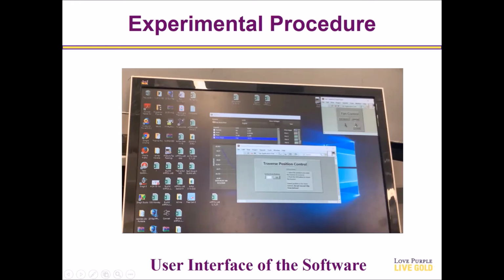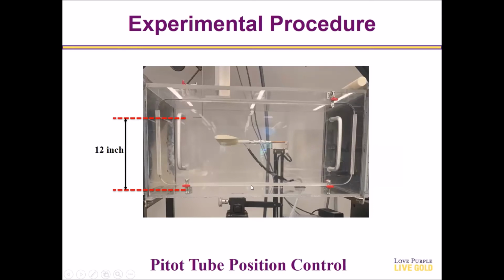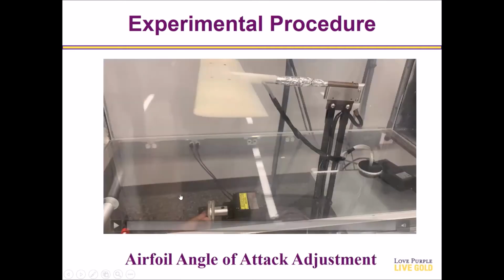So like we said earlier, it is recommended to position the pitot tube 12 inch above the bottom surface. So we can control it from here. And from this, we can see the pitch angle, which will be changed whenever we adjust the knob. So next we have the pitot tube position control. Like we said earlier, before starting the experiment, we need to position the pitot tube 12 inch above the bottom. Next, we will show how we can change the airfoil angle of attack.